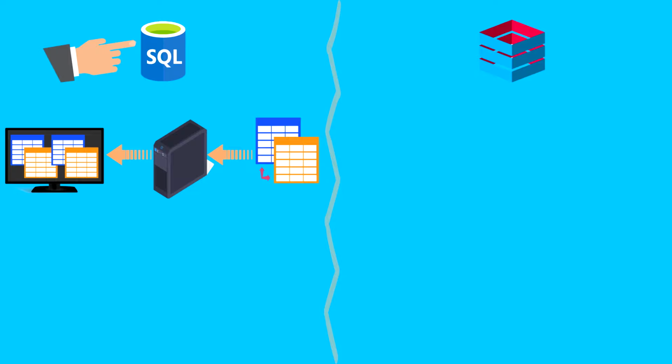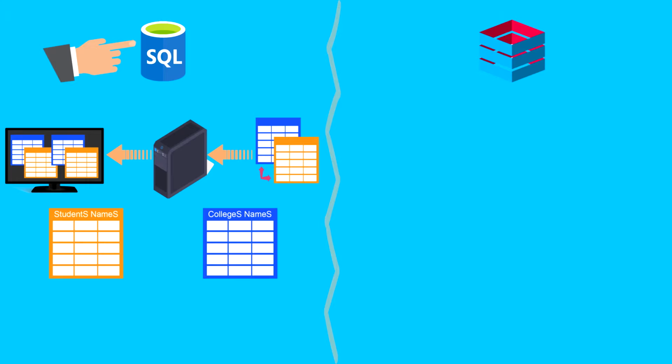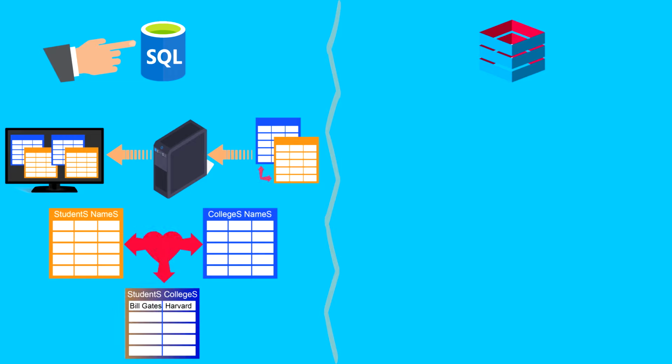For example, we assume we have a students table and a college table. So, by making a relationship between them, we will have a new table that contains a student name and the college name that he belongs to.